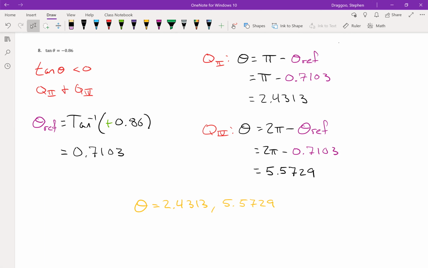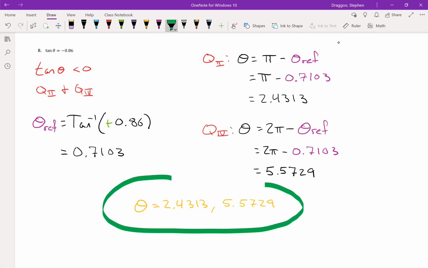So now I need to apply that reference angle to quadrants 2 and 4. In quadrant 2, my angle is equal to pi minus the reference angle, which comes out to 2.4313. And in quadrant 4, it's 2 pi minus the reference angle, which comes out to 5.5729, giving me my two solutions for theta.